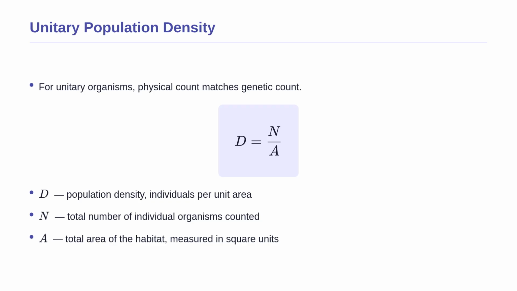Here, D represents the population density, which tells us how crowded the habitat is. N stands for the total number of individual organisms we counted in the field. Finally, A represents the total area of the habitat, usually measured in square kilometers or hectares. If the number of individuals, N, increases, while the area, A, stays the same, the density, D, will increase, meaning the animals are more crowded.